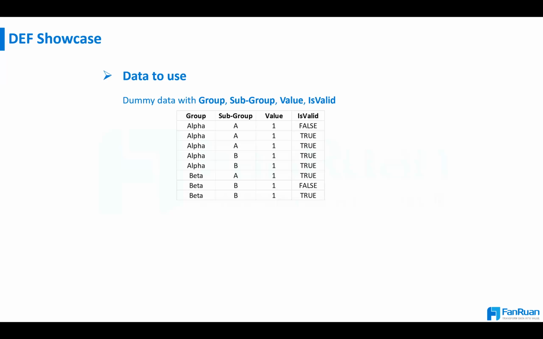Now we will go through a very quick example to show how the def function can be used. We use a dummy dataset. The dummy data contains group, subgroup, value, and is valid columns. In this example, we are going to get the sum of valid values for each subgroup. To reach this target, we first group the data by group, next by subgroup, and then pick out all the data with is valid equal to true and run sum on them.